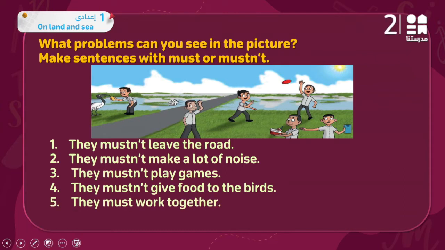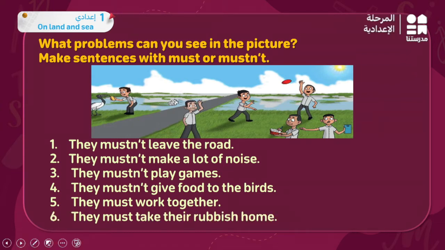They must work together. They must work together as a team. هم لازم يشتغلوا مع بعض. Okay. They must take the rubbish home. I can see here a child is doing what? He is throwing the paper or the rubbish in the garden. This is incorrect. They must take the rubbish home. المفروض ياخدوا الرابش معاهم.